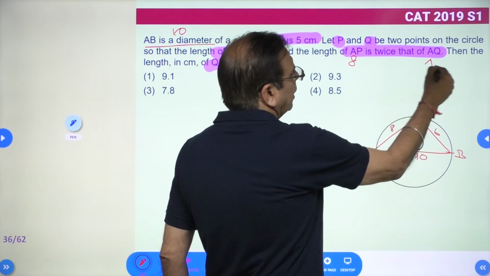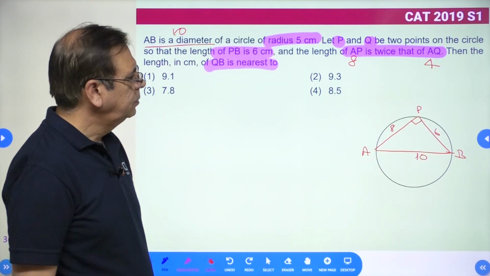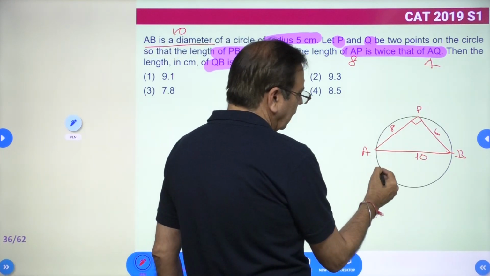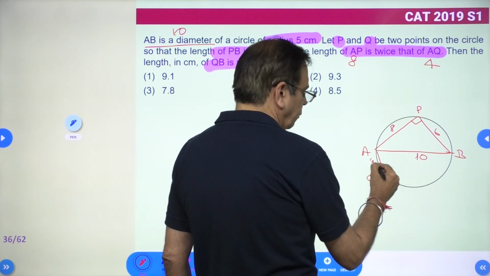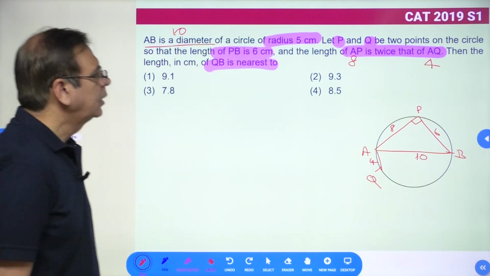So what should be AQ? AQ should be 4. So what is AQ? Let me put AQ somewhere. Let's say this is Q. This is 4. What do we need to find? QB.